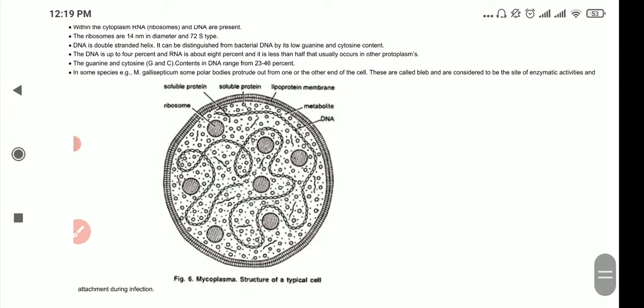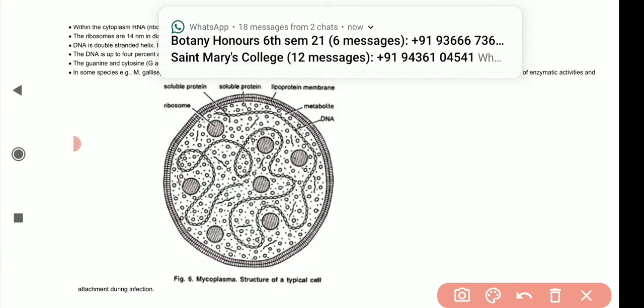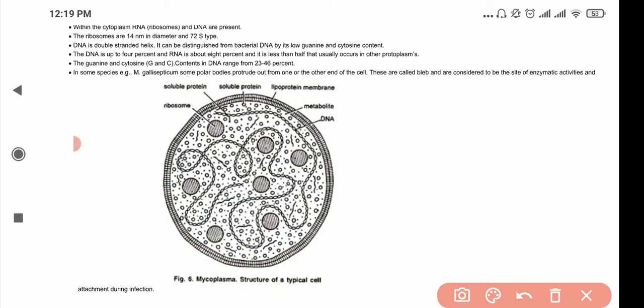I think that's a better view. So you can see the lipoprotein membrane. This membrane is made up of fats and proteins. Lipo means fats, and proteins. Then you have the cytoplasm, lots of cytoplasm. In the cytoplasm we are finding ribosomes around the outside layer, around the periphery. In the center maybe only one was there, but not mostly in the center. We are finding them mostly in the periphery.